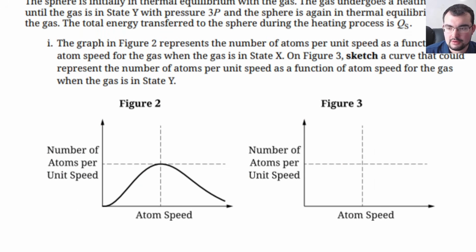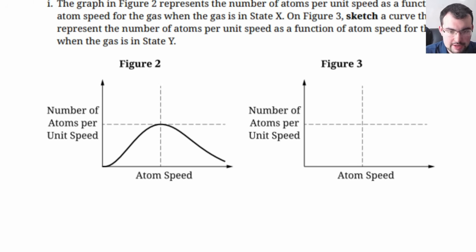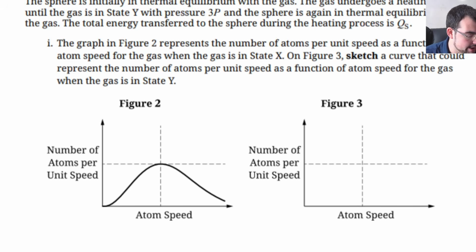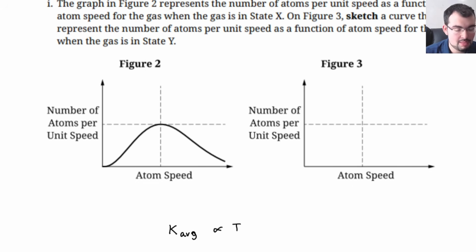So first, we actually want to sketch a possible curve showing the distribution of atom speeds after the heating process is completed. So we know that the average kinetic energy is going to be proportional to temperature. That is what temperature is. It's a macroscopic visualization of this microscopic kinetic energy of each of these atoms. So this means that on average, an atom will be at higher speed in the second state because temperature goes up. But they're the same number of atoms.